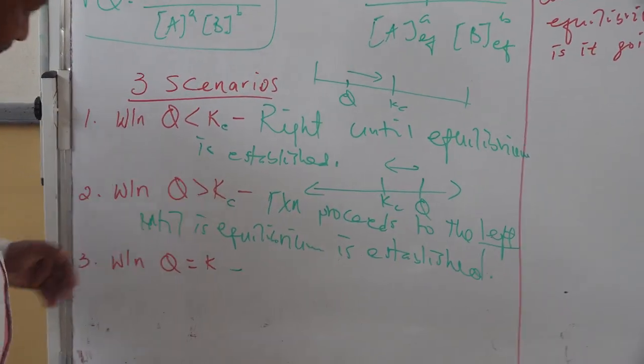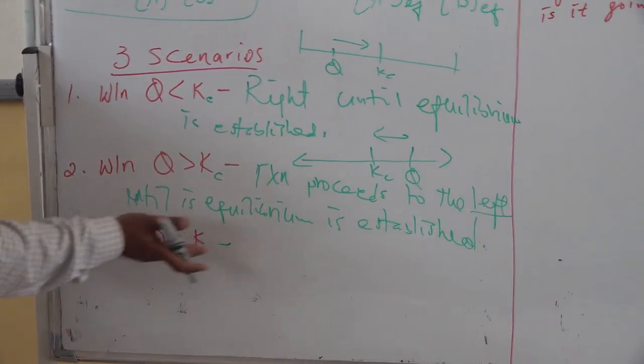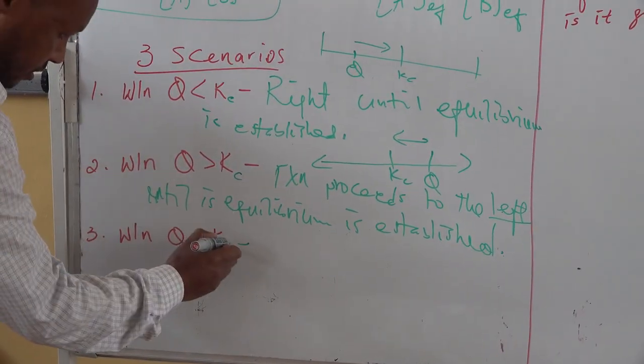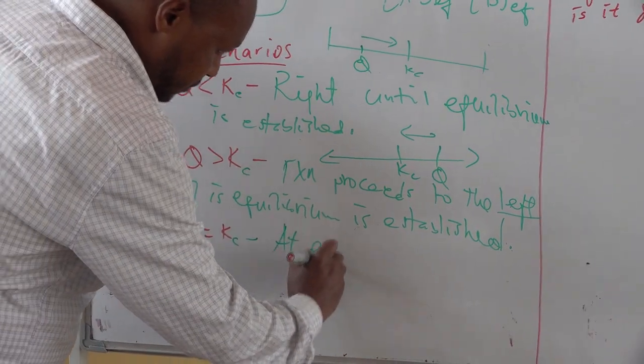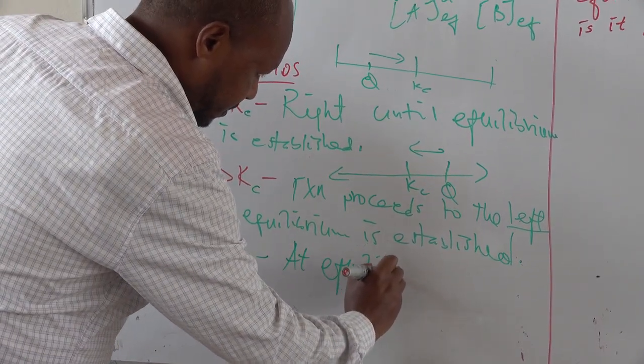Now the third scenario is when Q and Kc are equal. So this is simply at equilibrium, and it will not move in either direction.